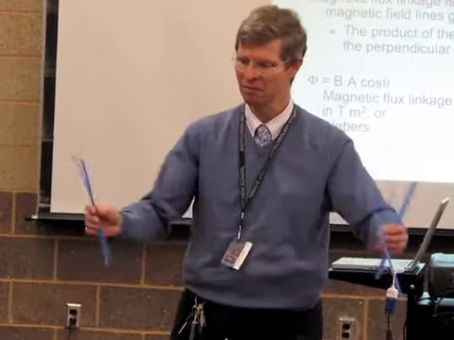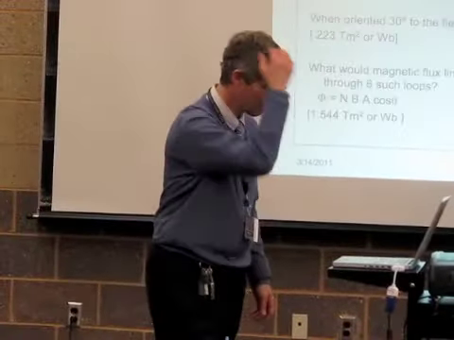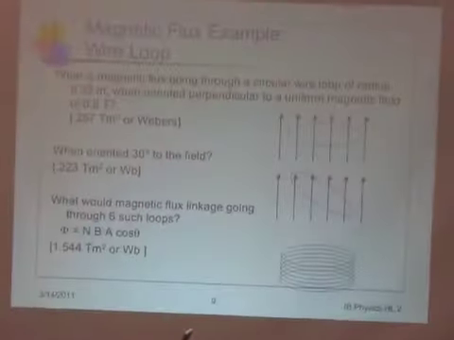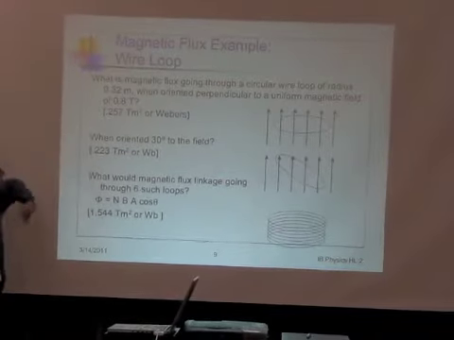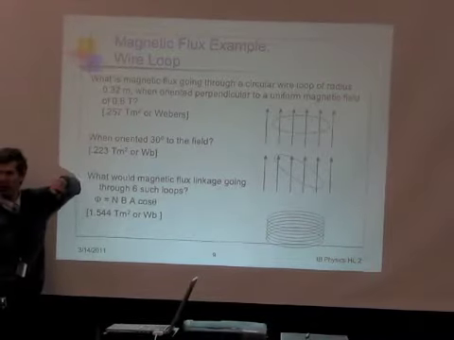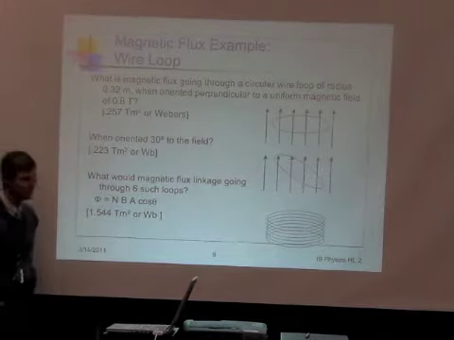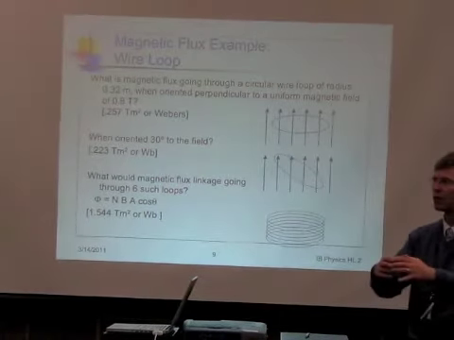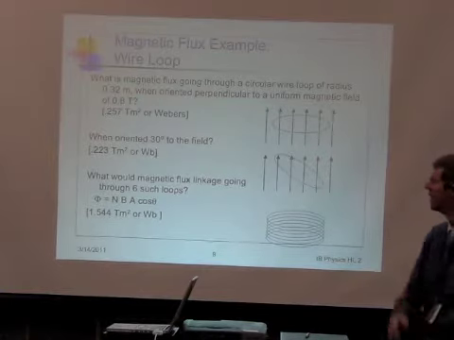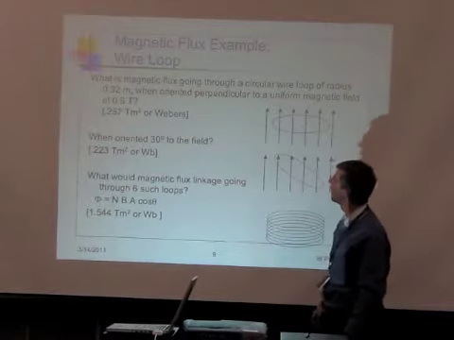And you have a very weak field, or if it's very concentrated, you can have a very strong field. And you can actually calculate how much magnetic flux goes through this. If you had a loop of wire with radius 0.32 meters, and it's going through a uniform magnetic field of 0.8 Teslas, perpendicular to the area, then you just multiply the field strength by the area, and you get something like 0.257 Tesla meters squared.